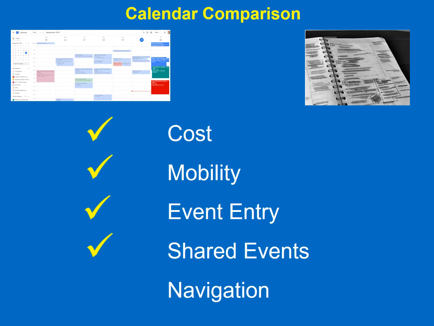The next one is navigation. Now this pretty much speaks for itself. If you've got an address in a digital calendar, you can click on that address and the Maps application will open up and show you exactly where you need to go, how long it's going to take you to get there, and how many miles. There's nothing like that in a paper calendar. So here again, digital calendar wins.